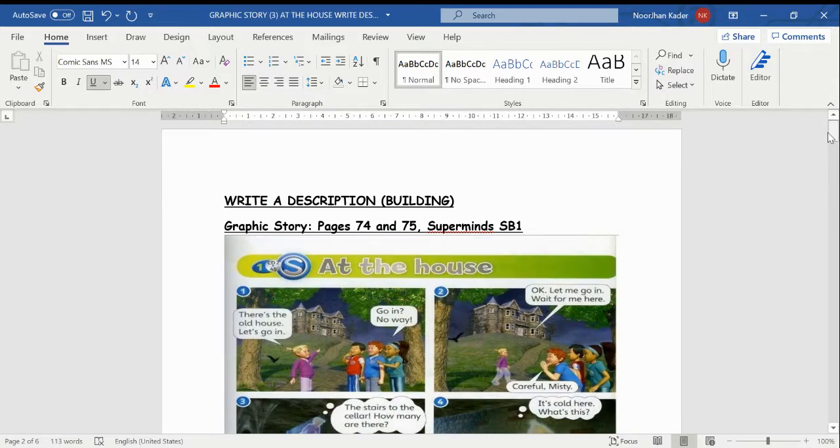So from there, what we understand is we are going to write a description of a building. An old house is a building. But it's just old and dilapidated. So it's an old house, so it is an old building. So we are going to write a description of a building from this graphic story. So now you understand why I typed here building.